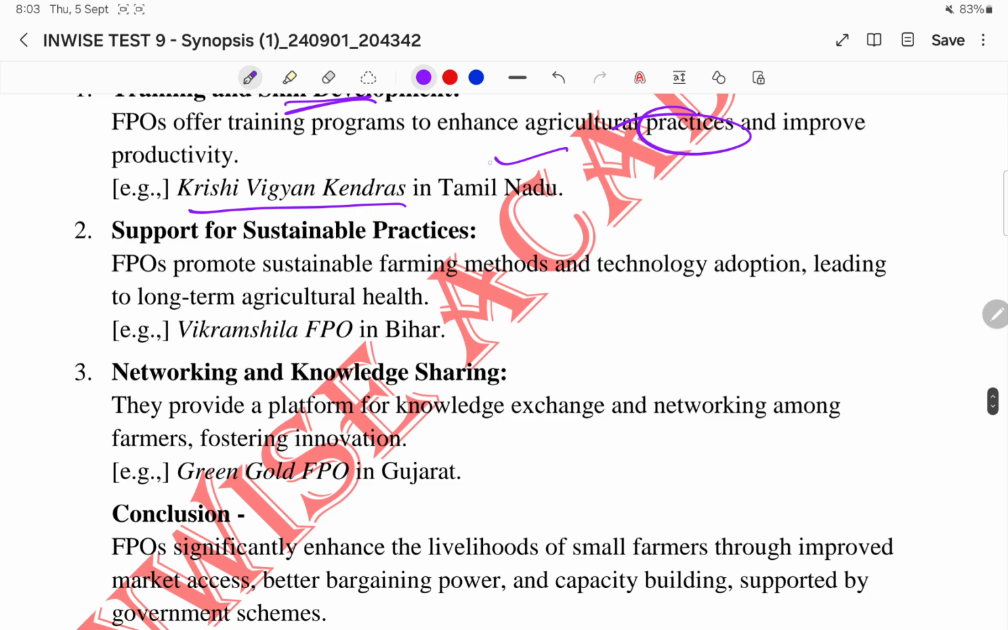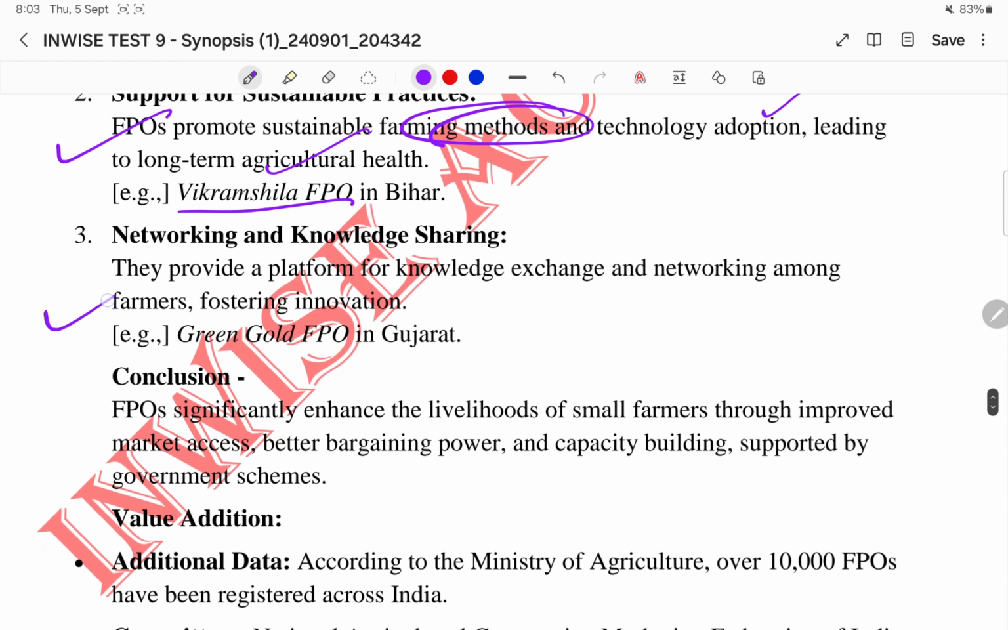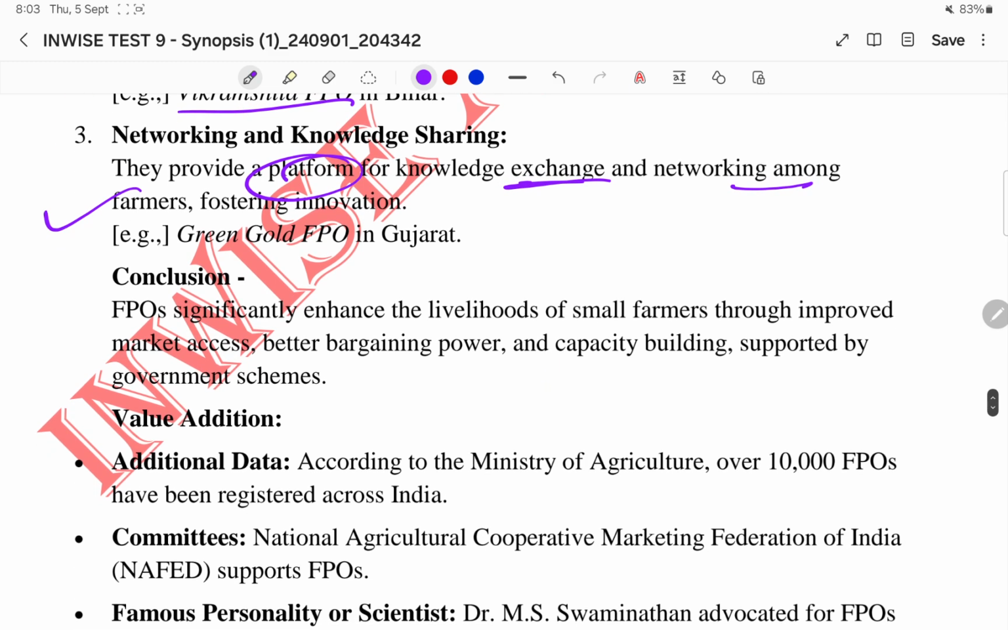Means any of the states. You just mention any one state. Then support for sustainable practices. They promote sustainable farming methods and technology adoption, leading to long-term agricultural health, like Vikramshila FPO. Then networking and knowledge sharing. They provide a platform for knowledge exchange and networking among the farmers.